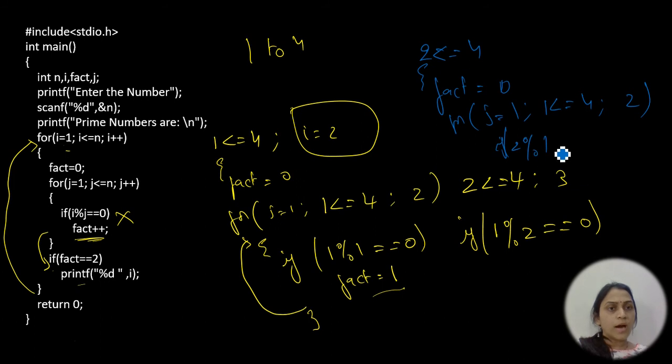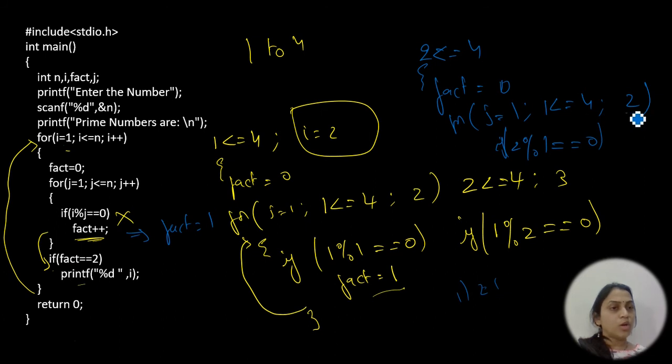2 modulo 1 is equal to 0. Okay, that is 2 divided by 1. So 1, so it is 0 only. So whenever it is 0, it increments the fact value. Fact becomes 1. Okay, now again go back to the for loop.